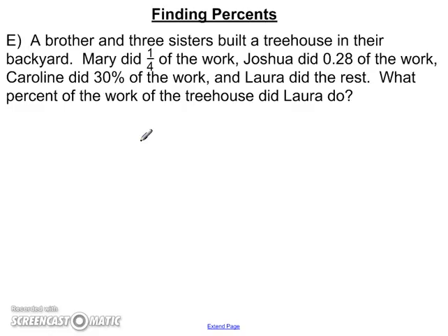So we have these 4 siblings, and they build a treehouse. The one thing that I know at this particular point is if I add all 4 of their parts of work together, that equals 100%. So Mary did 1/4 of the work. Now that's as a fraction, I'll leave it there. So Mary's portion plus Josh's portion, which is 0.28, plus the next one, Caroline, who did 30% of the work. We don't know what Laura did, so I'm going to use L for Laura. But we know the total is 100%.